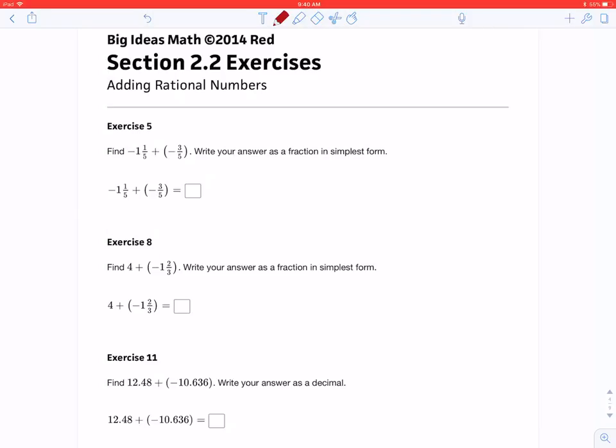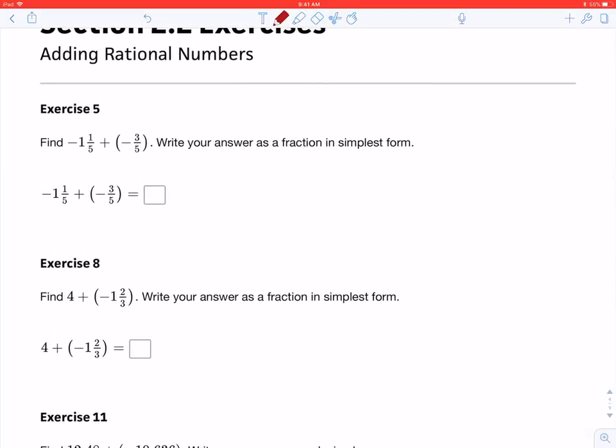The first exercise wants us to find the sum of -1 1/5 plus -3/5. There are two ways to do this. There is a systematic way, and then there's a really easy conceptual way of doing this. We're going to do both. I'm not going to use the same numbers because I don't want to give you the answer. So I'm going to make up my own problem here. I'll do -2 and 1/4 plus -2/4. So just about the same kind of problem.